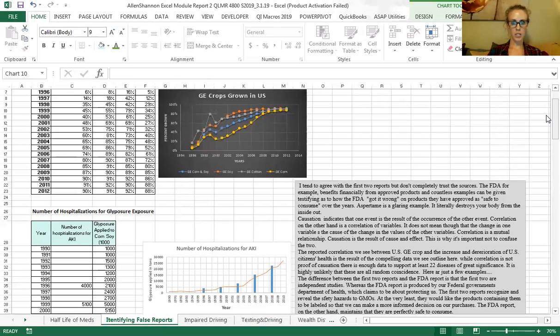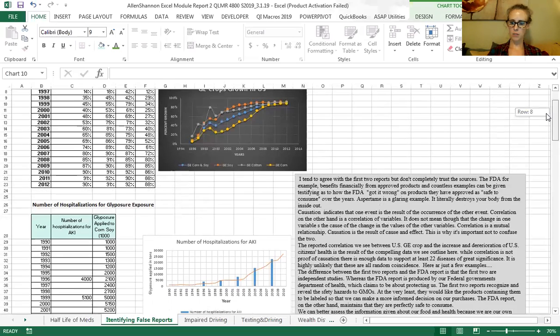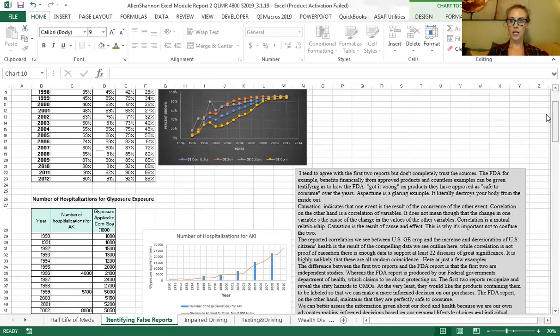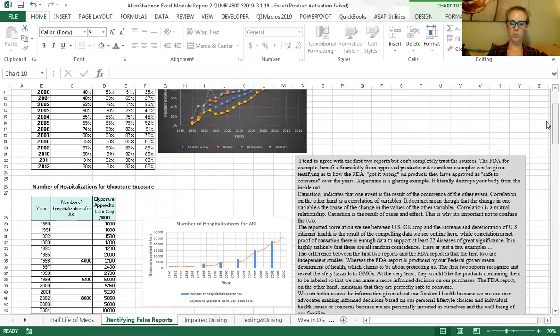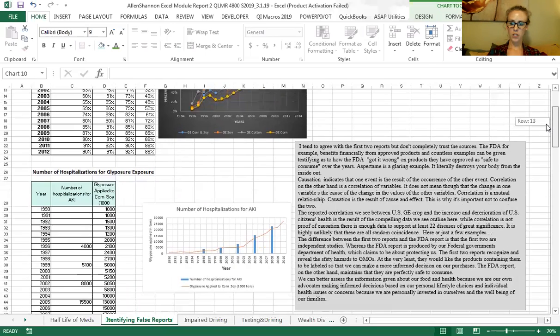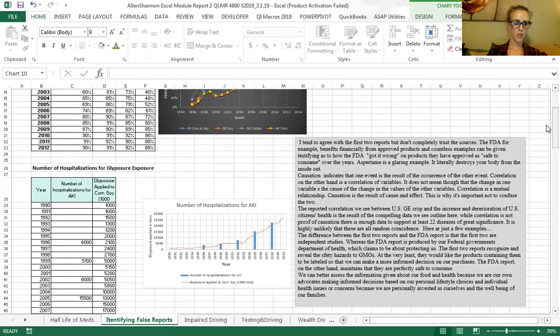The FDA, for example, benefits financially from approved products, and countless examples can be given testifying as to how the FDA got it wrong, so to speak, on products they've approved as safe to consume over the years. Aspartame is a glaring example. It literally destroys your body from the inside out. I see several cancer patients at the clinic I work at dealing with the after effects of aspartame.